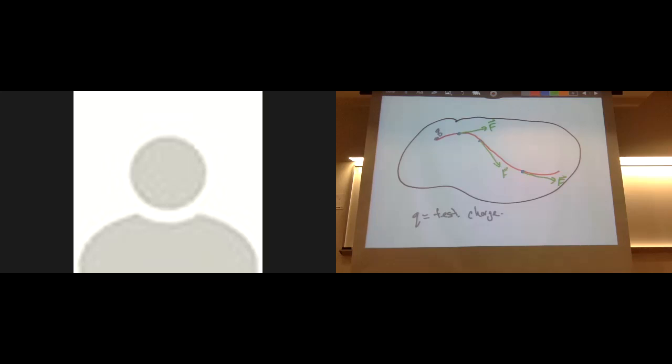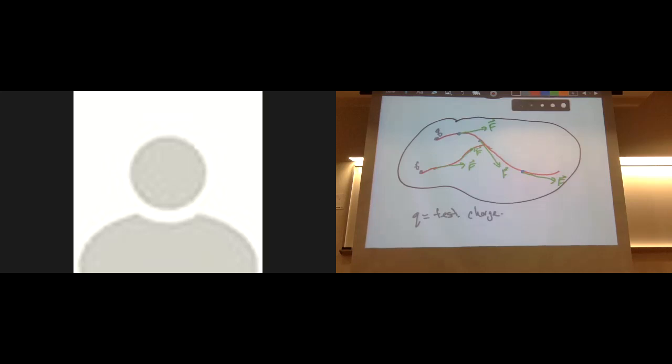Or maybe I drop it at this location here. So this is Q. And now it's going to follow some slightly different path. So now it's going to do, say, something like this. So again, at every location, I just simply look at the force. And then we define the electric field from the force.